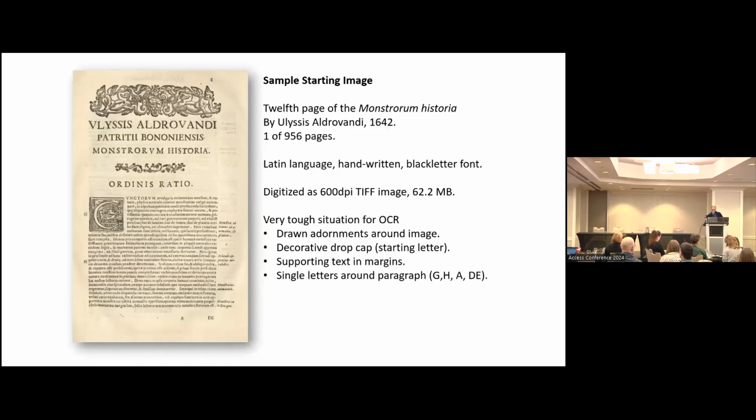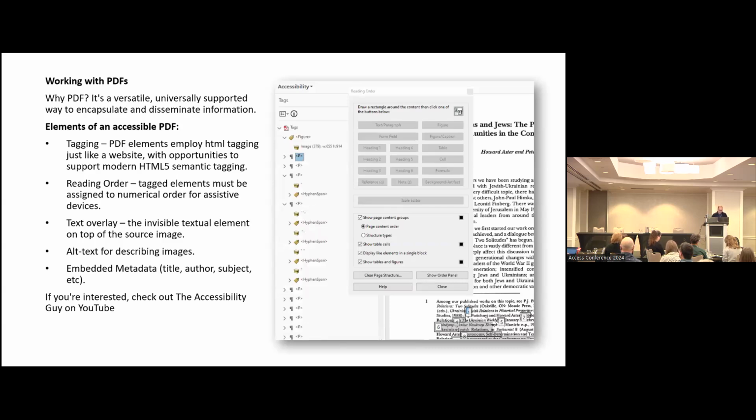So, jumping ahead, a lot of what we're talking about right now is PDFs. Why PDFs? Because it's the best tool we have for responding to an accessibility request from a student right now. It's an excellent way to encapsulate and disseminate information, and most importantly, it supports the accessibility features that we want.